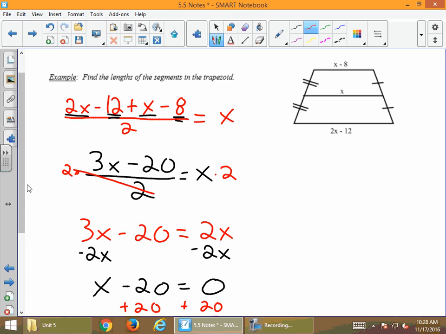No. Correct answer is no. So I know x is 20. Well, let's go fill in our values. Well, the nice thing is, that's 20. This is x by itself. When I plug it in up here, it's going to be 20 minus 8. What is 20 minus 8? 12. So this segment is 12.